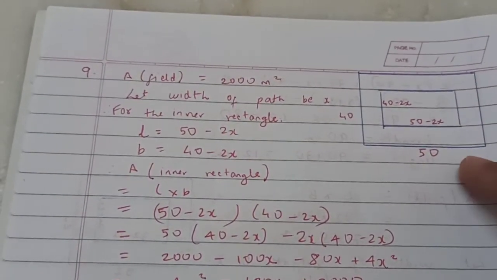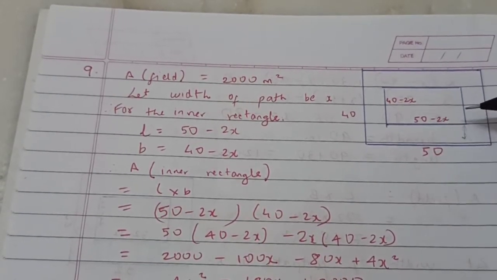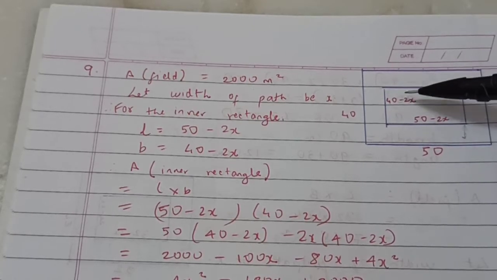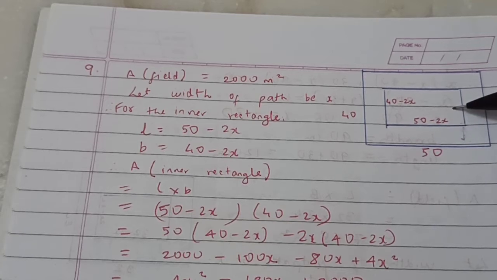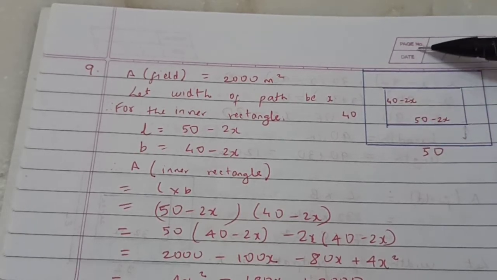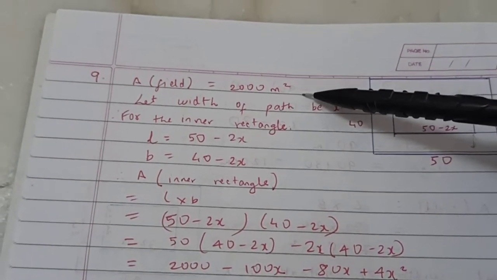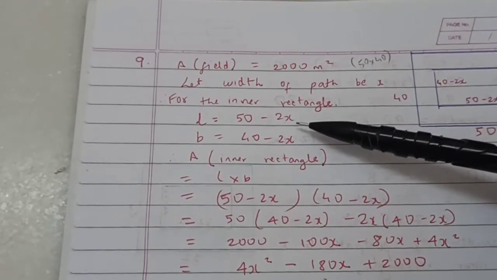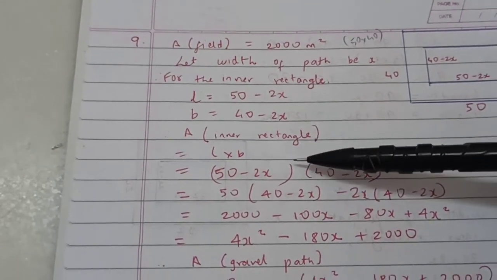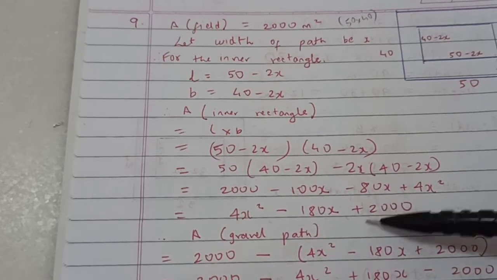So first of all, this is the diagram. We have the original length and the breadth. The width is x, so the inner length will be 50 minus 2x and the inner breadth will be 40 minus 2x, which is the flower bed. Now area of the entire field is 50 into 40, which would be 2000 meters squared. And for the inner rectangle, length and breadth is this, so the area would be length into breadth, and the expression we get is 4x squared minus 180x plus 2000.